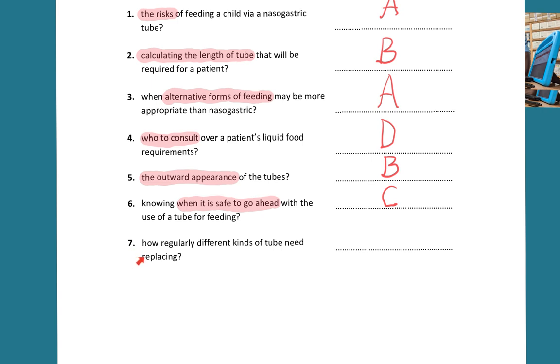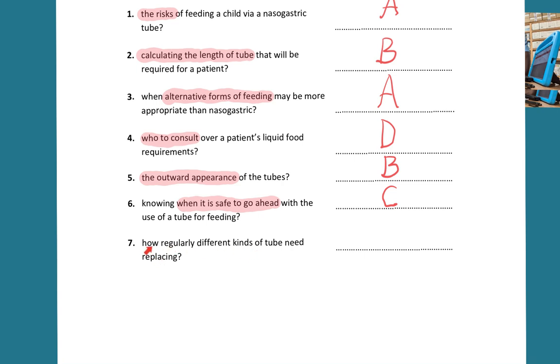Okay, guys, this is our last question. How regularly different kinds of tube need replacing? So the question is about how regularly and replacing. Okay, it's about how regularly the tubes need replacing. That's what we are going to look for. However, we have a clue. We have different kinds of tube. In other words, you can say type of tubes. Therefore, we go to the text that contains types of tubes, and that is text B.